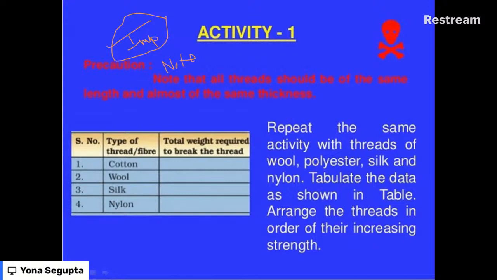Now arrange the threads in order of their increasing strength. You may use a hook or a nail on the wall for hanging the threads and a polythene bag at the other end. In place of weights, you may use marbles or pebbles of similar size too. But again, here is also a precaution. Note that all the threads should be of the same length and of the same thickness.